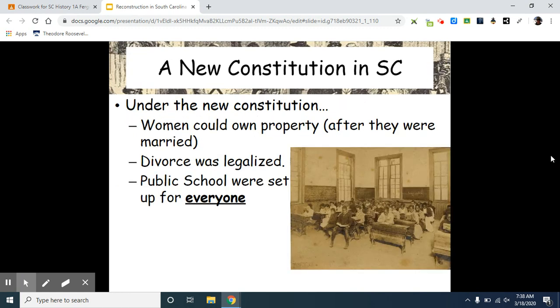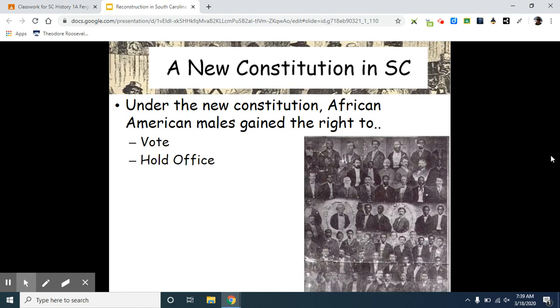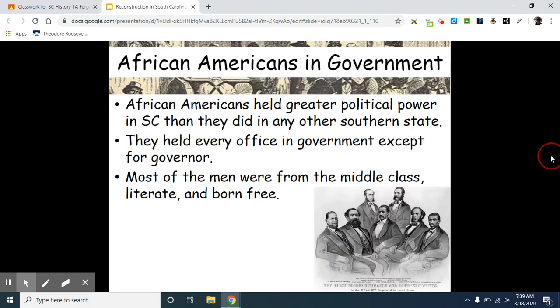Under the new Constitution, women could own property after they were married, and divorce was legalized, and public schools were set up for everyone. So, hey, you're welcome. That's why you're in public school now. And it kind of changed the way the South did business socially. This new Constitution completely changed the way the South did business. Under the new Constitution, African American males gained the right to vote, to hold office, and to really be a contributing, respected member of society. However, it didn't exactly go that way, even though on paper they could. It didn't really turn out that way.